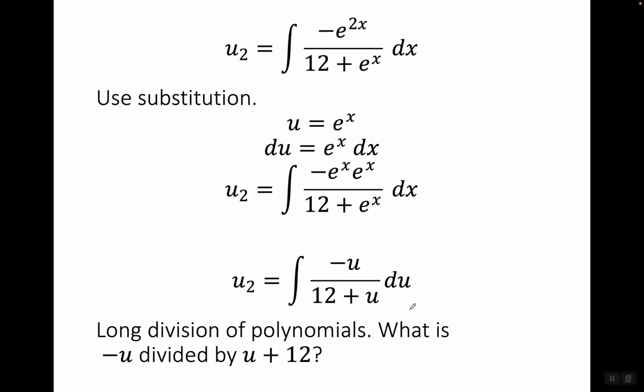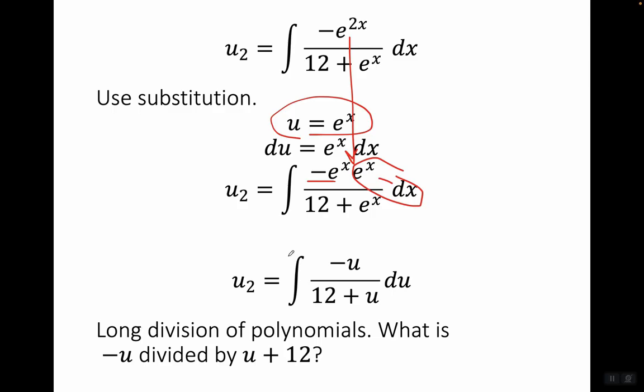u2 is the integral of negative e to the 2x over 12 plus e to the x. We're going to use substitution. Now we'll let u equal e to the x, and du is e to the x dx. So I'm going to rewrite this. I'm going to break this up. Negative e to the 2x can be written as negative e to the x times e to the x. I've broken it up because this is our du. So we have negative u, and we've got the du here, over 12 plus u. So we have the integral of negative u over 12 plus u du.